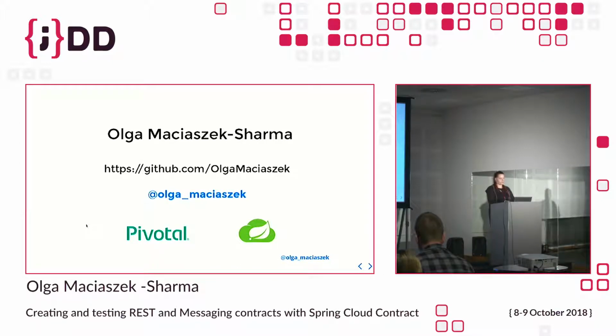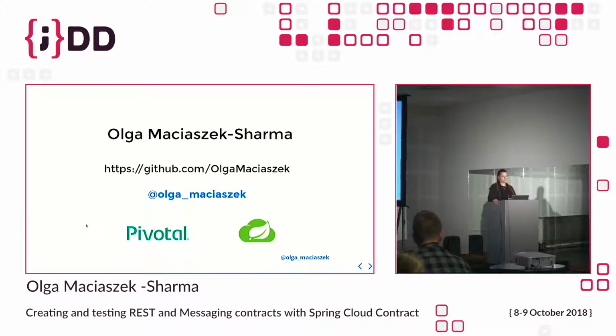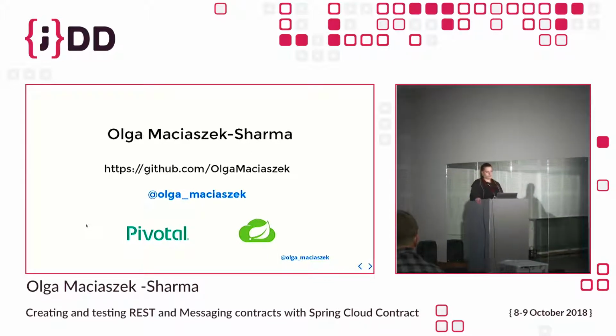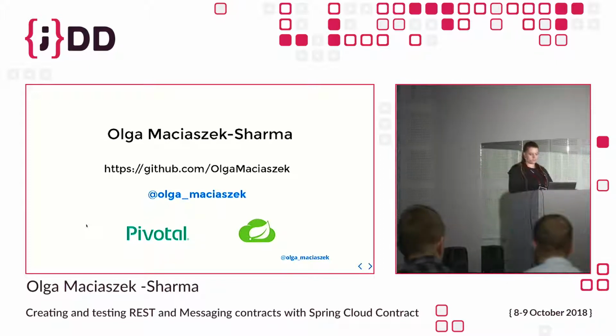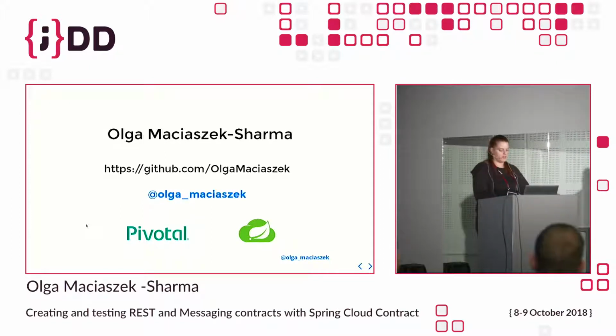My name is Olga Maciaszek-Sharma. I work in the Spring Cloud team in Pivotal, but I have worked on Spring Cloud Contract for much longer. I started working on it when it was still called Accurest and was a small library that Marcin Grzeszczak and Kuba Kubryński started working on in their free time. And then it has grown, people started using it, and so it was moved to Spring.